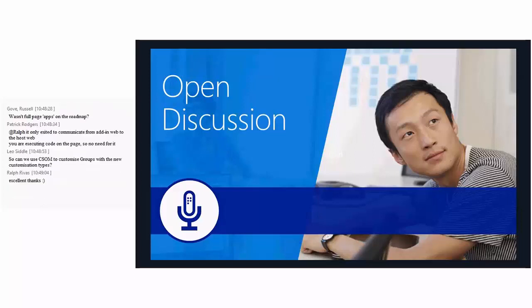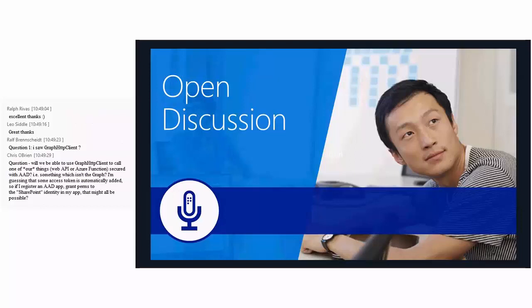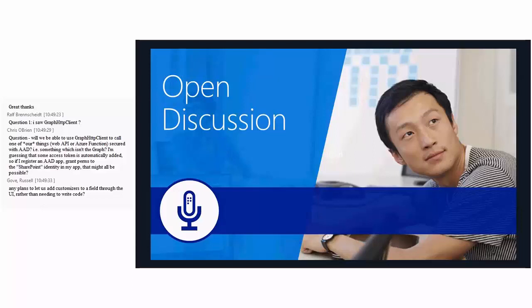So we can use CSOM to customize groups with the new customization types. You can use CSOM to associate these extensions to SharePoint sites or group sites as well. That is correct, yes, on Leo's comment. You can use the feature framework, CSOM, REST, and not that many other options, but still, to hook in that customizer, either to user custom actions or to the field section.